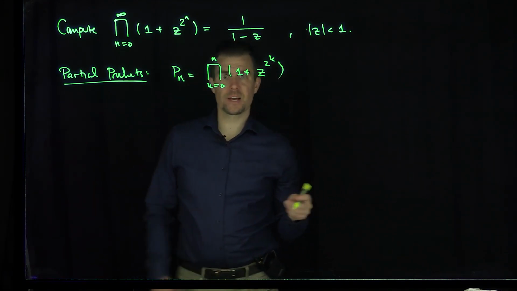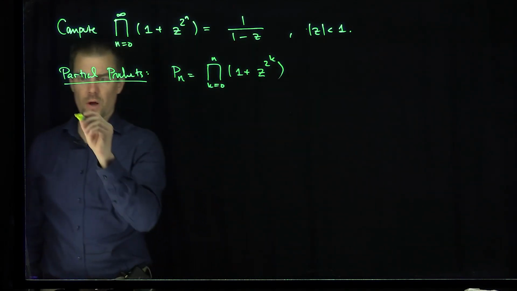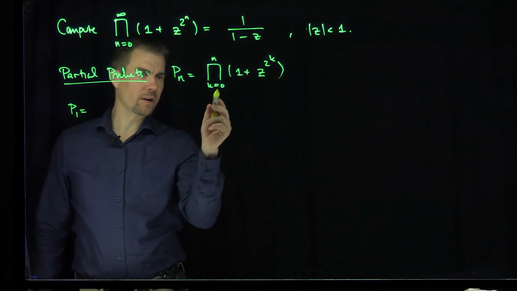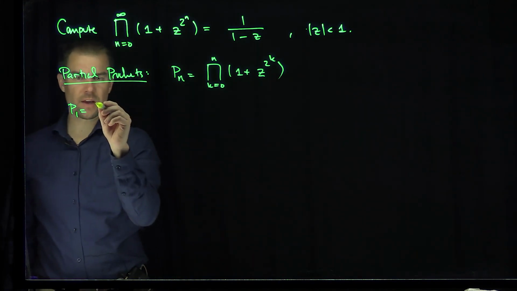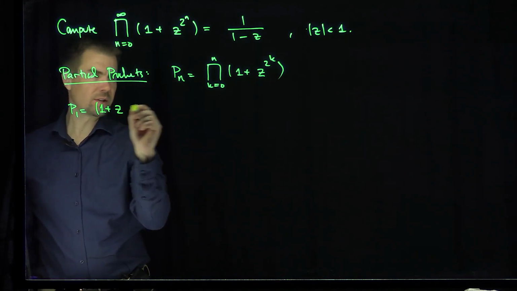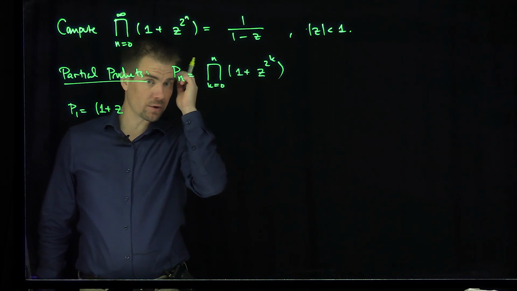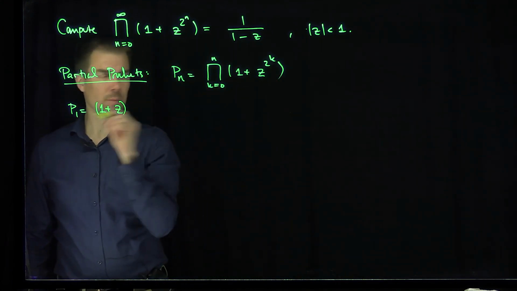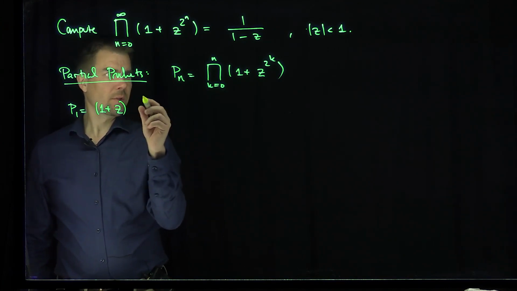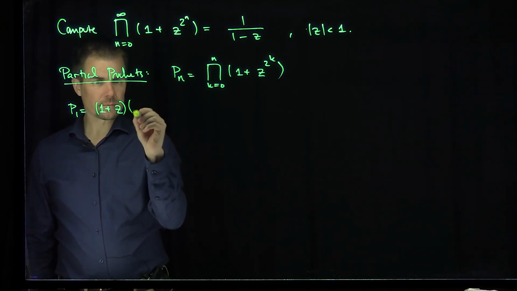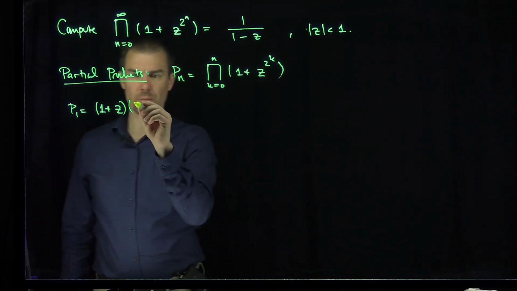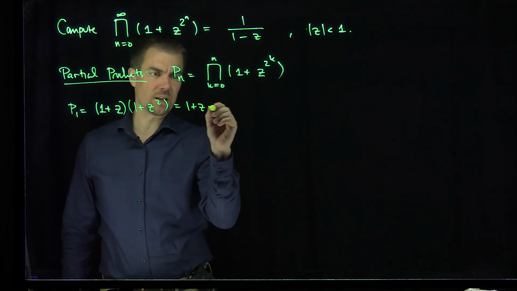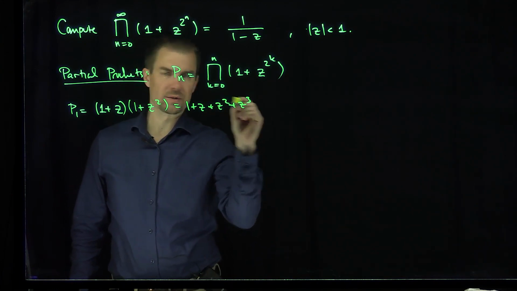And let's look at some simple examples of this. So the first example is just p1. When I plug 1 into this formula, I'm going to have the product from 0 up to 1. So I'm going to have 1 plus z to the power of 2 to the power 0, and 2 to the power 0 is 1. So that first term is just going to be 1 plus z. That's when k is equal to 0. And when k is equal to 1, we're going to have 1 plus z squared. And so this will be a total of 1 plus z plus z squared plus z cubed.